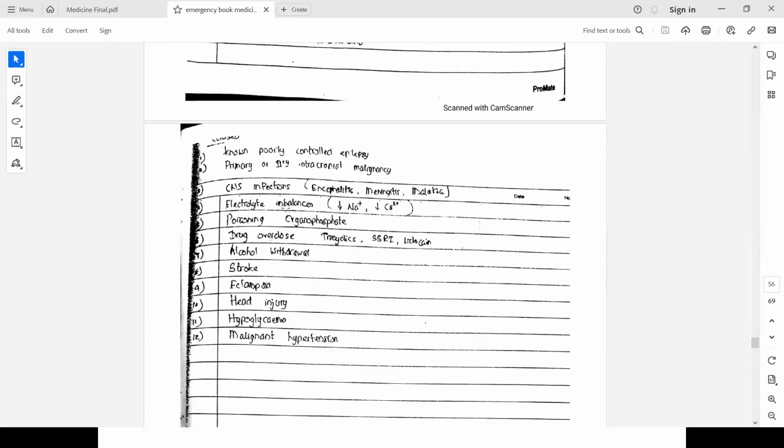At the same time, afterwards, or while managing, you need to think and look for and treat any underlying cause like CNS infections, electrolyte imbalances, drug or toxin ingestion like poisoning, drug overdose, alcohol withdrawal, stroke, eclampsia with pregnancy, head injuries, where there's a history of trauma like a fall, which might need an urgent CT, hypoglycemia, and with blood pressure monitoring, malignant hypertension or a hypertensive emergency.